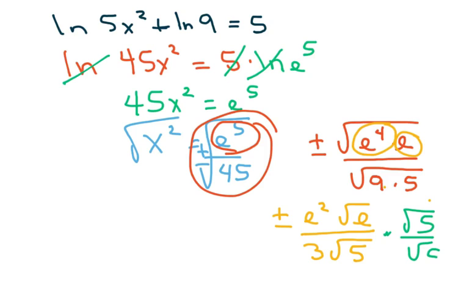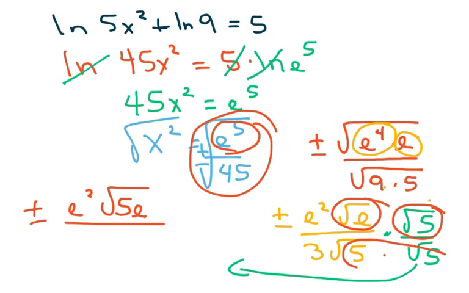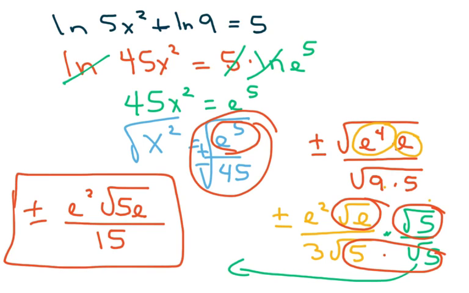Okay, so I'm going to move this over here. You're going to get plus or minus e squared, and square root of e times the square root of 5 is just square root of 5e. And when you multiply these two, that just equals 5, so you get 15. Both the positive and the negative work because this is squared.